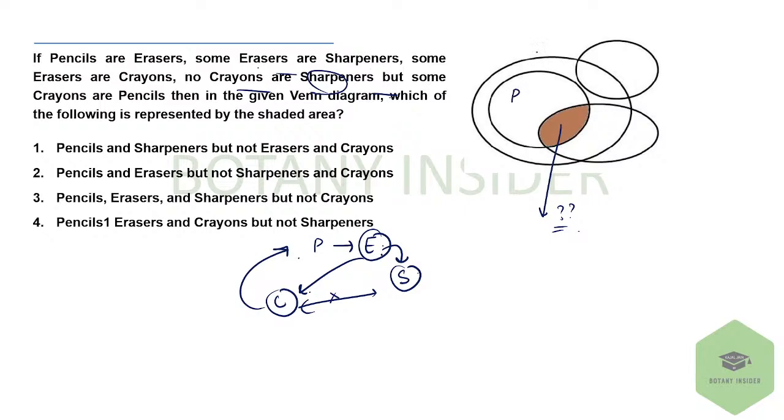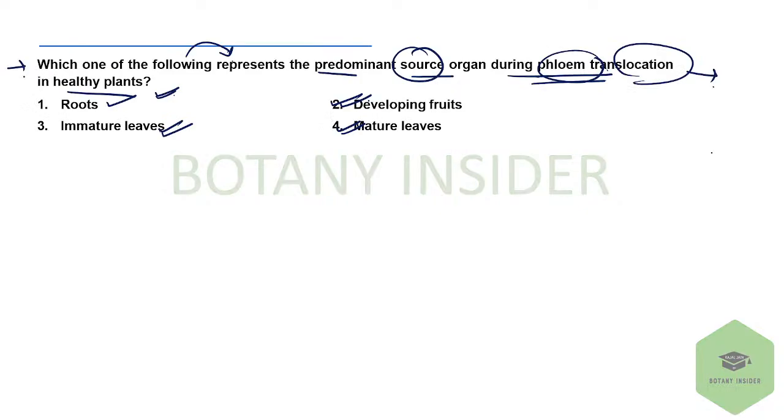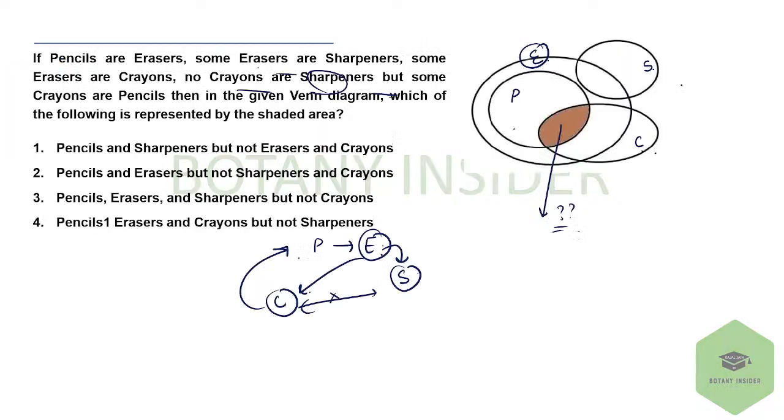So pencil is this, eraser is this. Some of the erasers are sharpeners. Some of the erasers are crayons. No crayon is a sharpener, but some of the crayons are pencils. Then in this diagram, which of the following is the correct one? So this is pencil, this is eraser, this is sharpener, this is crayon. That's the depiction we can make out of it.